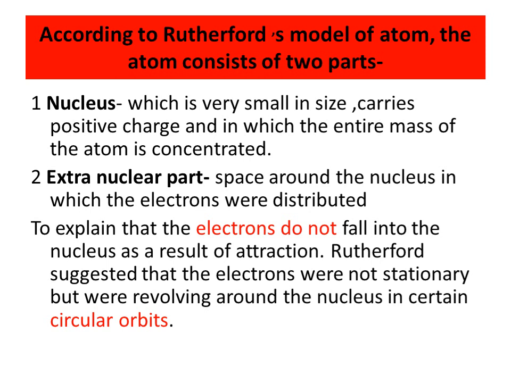Next part, extranuclear part, that is space around the nucleus in which the electrons were distributed. To explain that the electrons do not fall into the nucleus as a result of attraction, Rutherford suggested that the electrons were not stationary but were revolving around the nucleus in certain circular orbits. As a result, centrifugal force comes into play which balances the force of attraction.